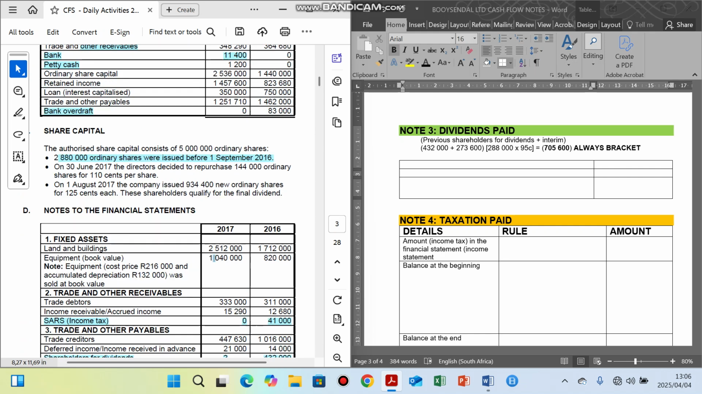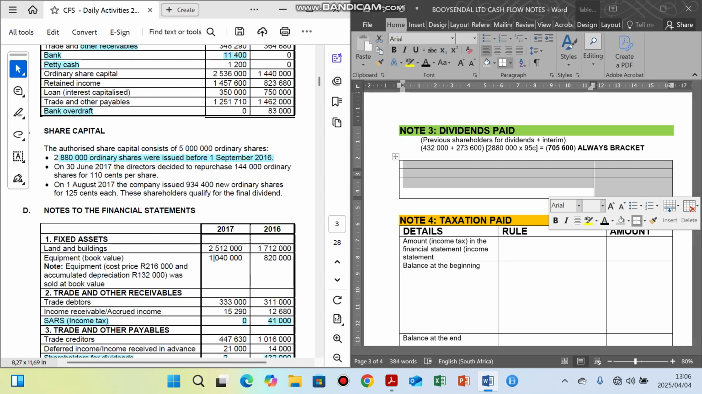That is why we're going to say 2,880,000 there, multiplied by 9.5 cents, which is going to give us 273,600. Then when you add it to the previous, it is going to give you 705,600, which must always be in brackets for the purpose of the cash flow statement.